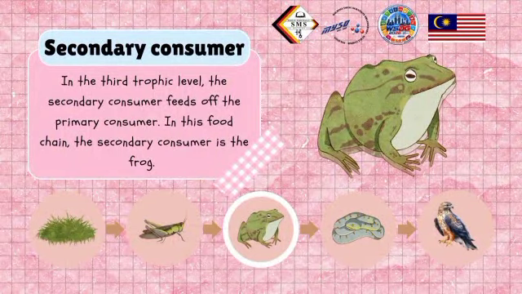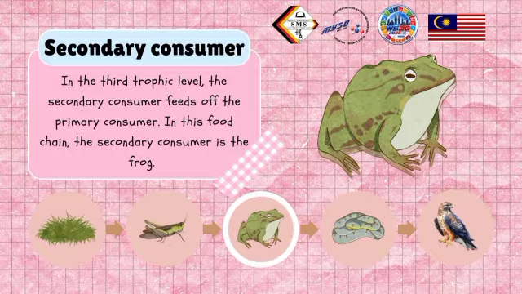Next, let's talk about the secondary consumer. In the third trophic level, the secondary consumer feeds off the primary consumer. That means it eats the animal from the level before it. In this food chain, we can see the flow of energy. The grass is the producer.